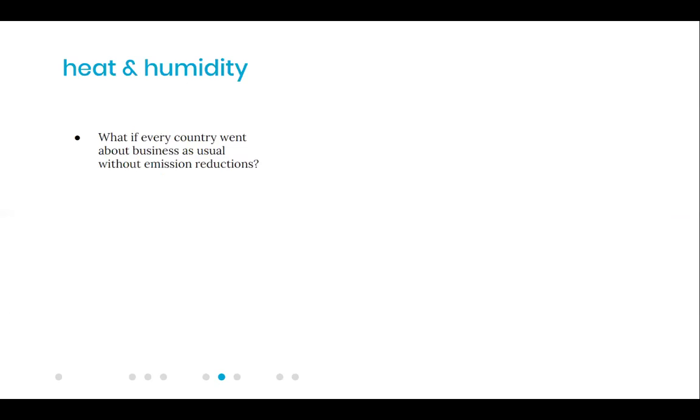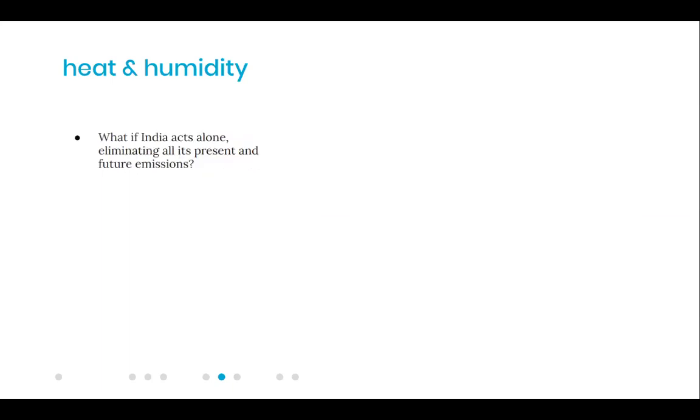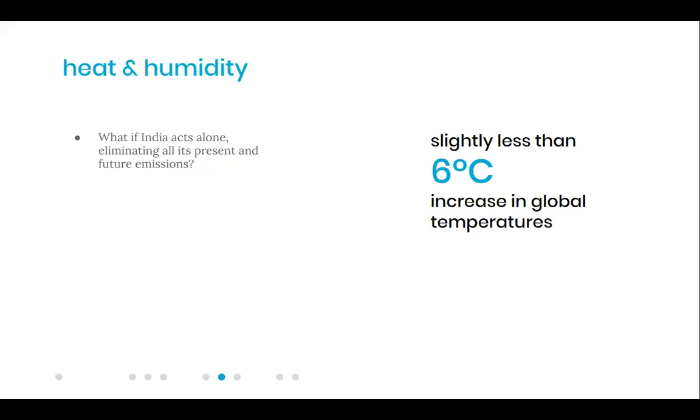So they also did another few simulations where they asked the question of what if every country went about business as usual without any reductions in emissions. And they found that there would be a slightly over a 6 degree centigrade increase in global temperatures. The next question they asked was, what if India acts alone, eliminating all its present and future emissions, but the rest of the world does nothing? So the results were a bit disheartening because they found that the temperature rise was almost the same, just slightly less than 6 degrees, which is very concerning.